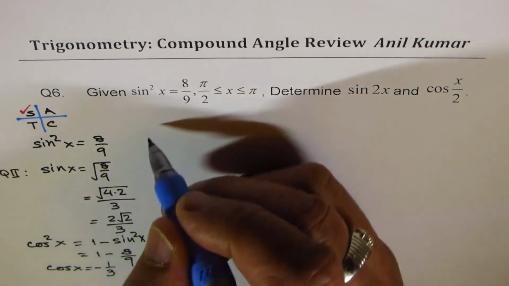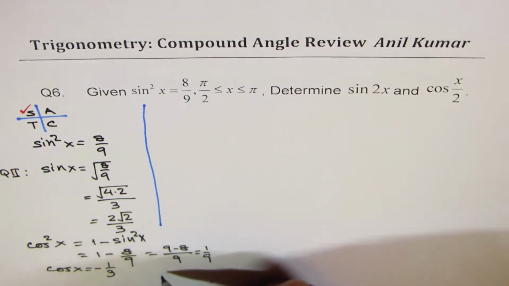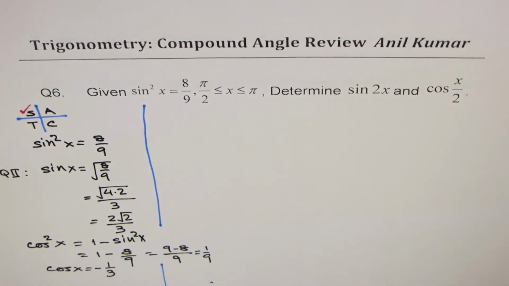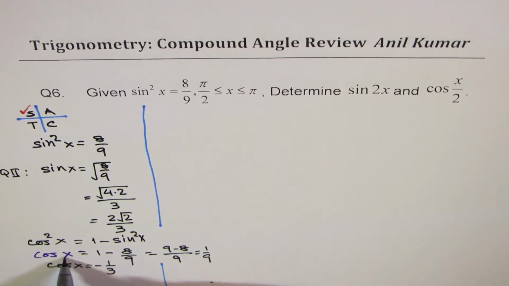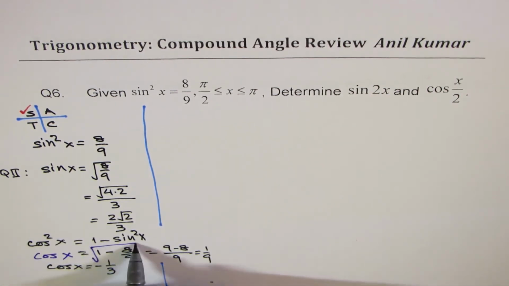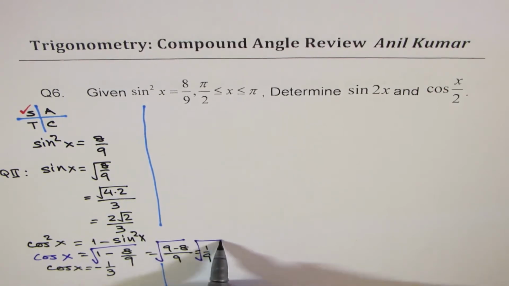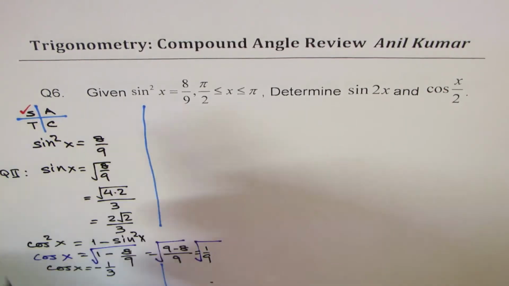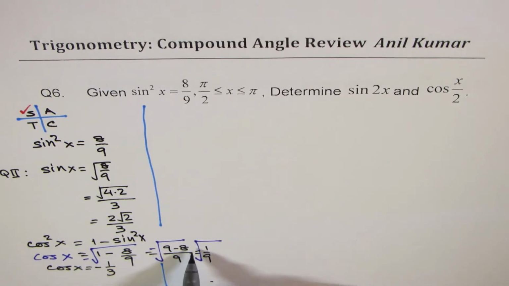Now, we know sine x and cos x values. They should help us to find the value of, I actually skipped a step here. Let me rewrite that step. We could write cos x as square root of this. Is it okay? And since we are in quadrant 2, we take the negative value. Is it clear? And so we get this part.